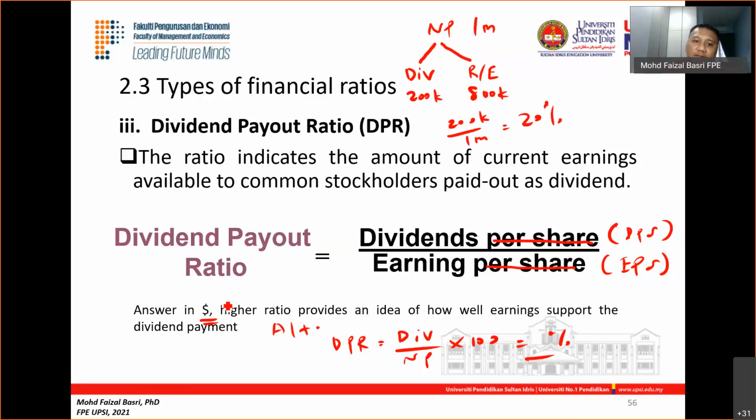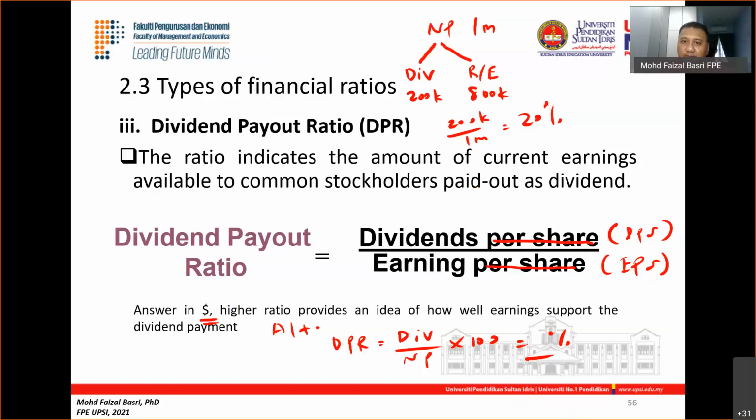If in ringgit, it's the same. You take 200,000 divided by 1 million, so you get 20 cents. So for every 1 ringgit of investment, you get 20 cents in returns. Something like that. You can use either ringgit as I said or percentage. Both can explain the analysis at the bottom here. So that's number 3, dividend payout ratio.